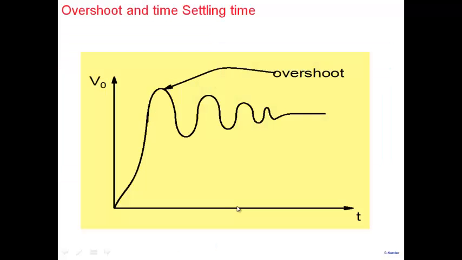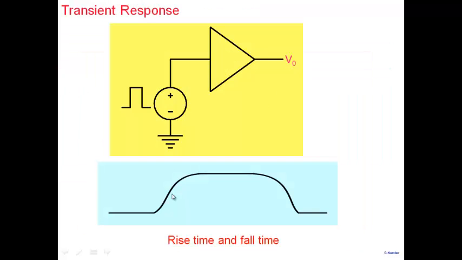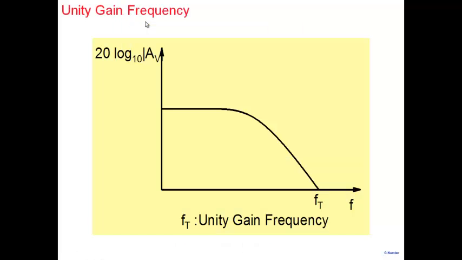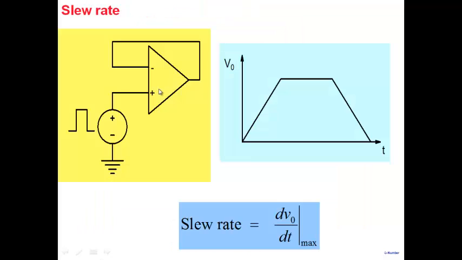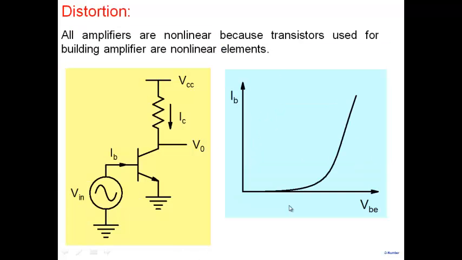So slew rate, overshoots and settling time, rise time and fall time, these are all parameters that describe the transient response of your amplifier. And for example, the frequency response doesn't give us that particular picture. I may know the unity gain frequency, I may know the lower cutoff and upper cutoff, but that will not tell me how an amplifier will respond under this situation. What will be its slew rate? So these are separate parameters that I need in order to predict how my circuit will work in certain situations. So slew rate is another important parameter.